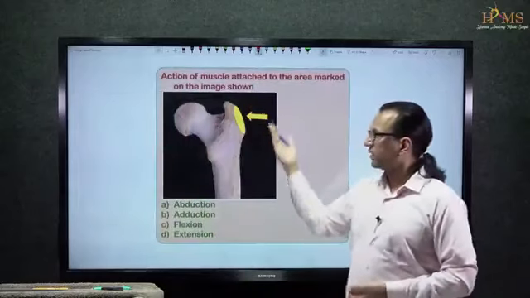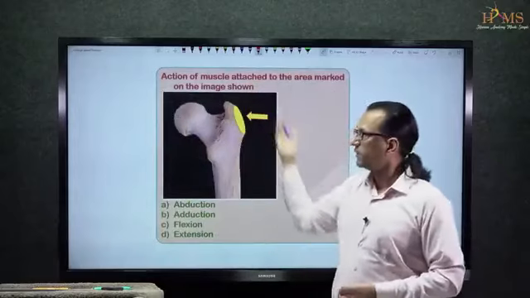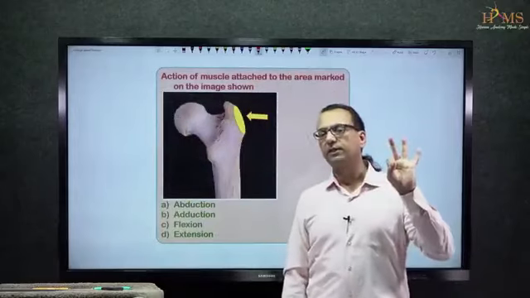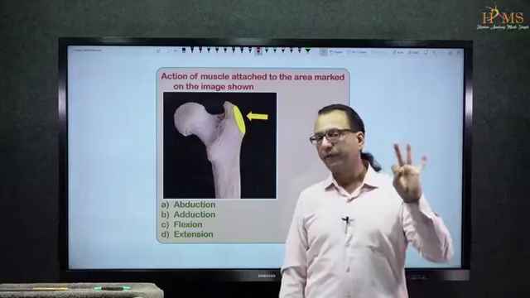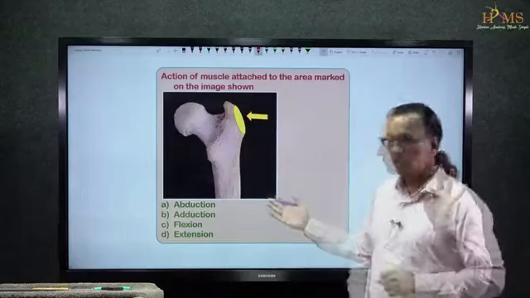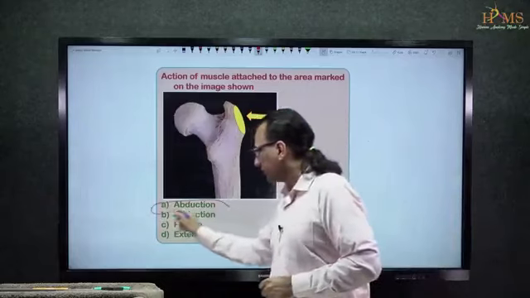What about this lateral surface of greater trochanter? That is the gluteus medius. Gluteus medius, minimus, and tensor fasciae latae are abductors and medial rotators at the hip joint. So the answer is choice number A.